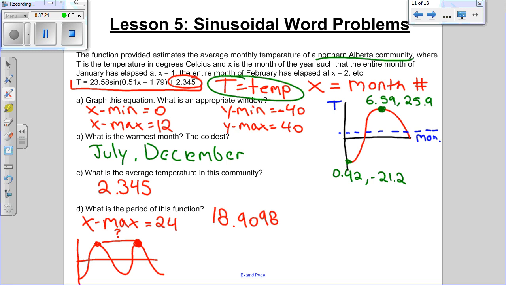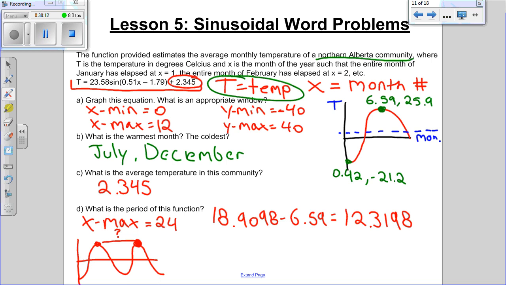So if we did that, we go 18.9098 minus 6.59, and you get 12.319. Does it make sense that your temperature would restart after 12 months roughly? Yeah, that makes a lot of sense, because that's exactly what would happen in real life. Your trend would start again every January, right? It would reset. So you only have to find it for the x value, subtract the x value. Only x value. If you subtract the y values, they're the exact same because they're the same height. They're both maximums.